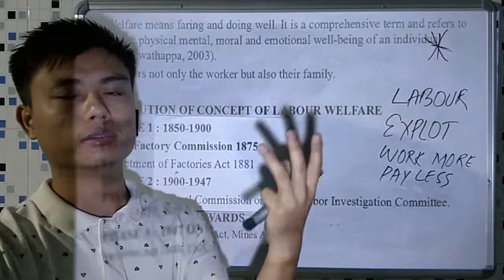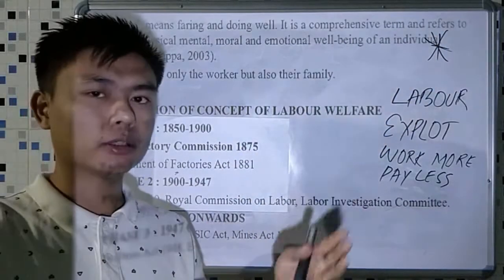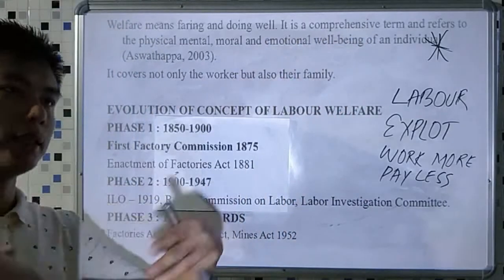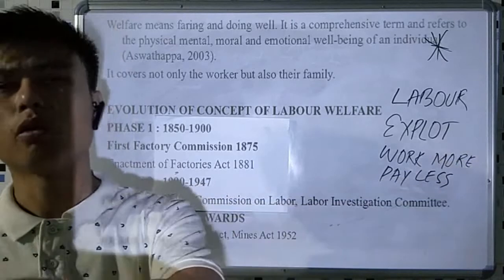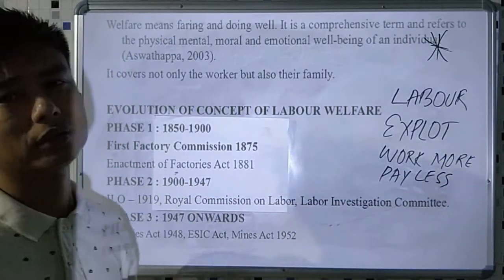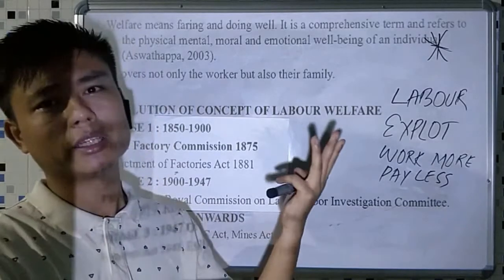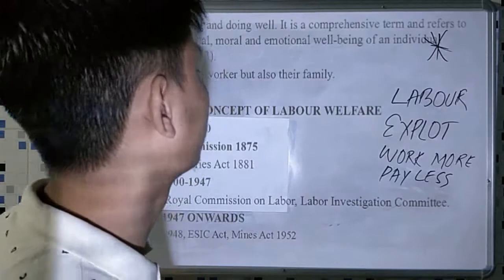When there are bulk of goods, let's say in a normal market, when there are numerous lots of goods, the price automatically comes down. And when there is scarcity, the price rises. Labor was like that, and there was lots of exploitation.